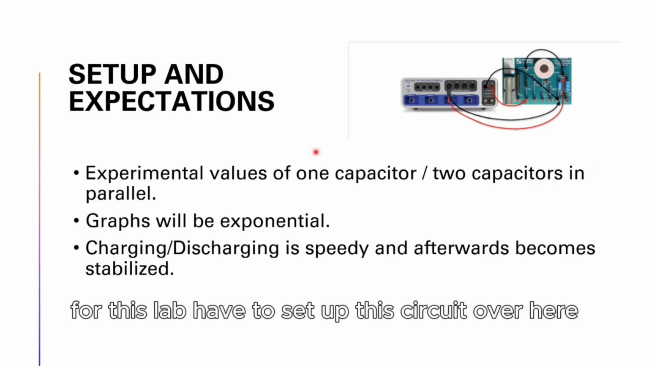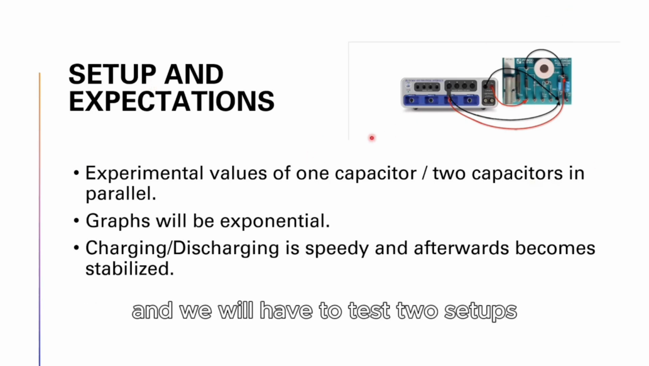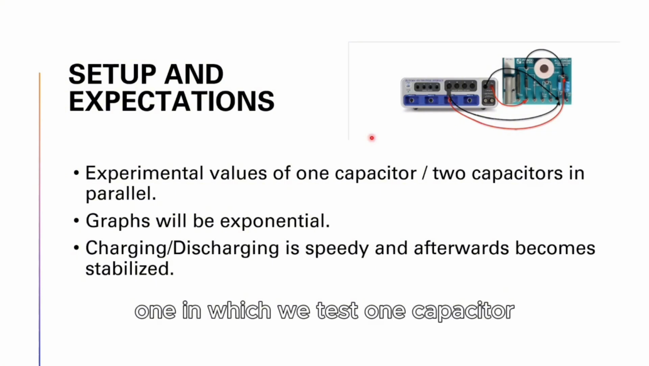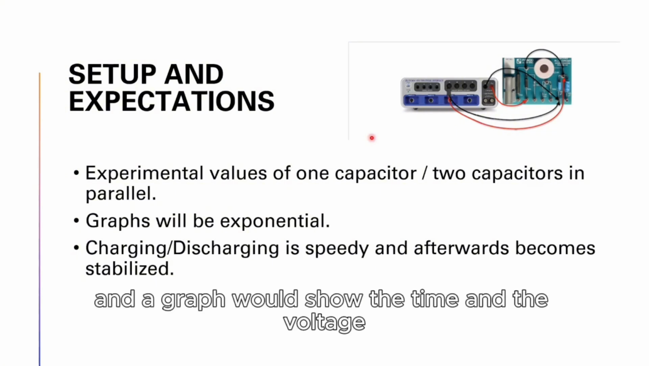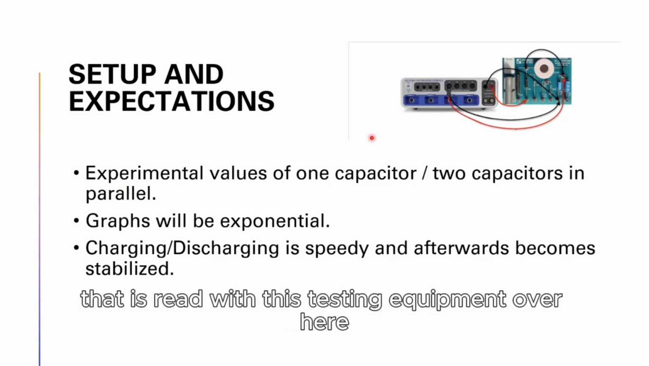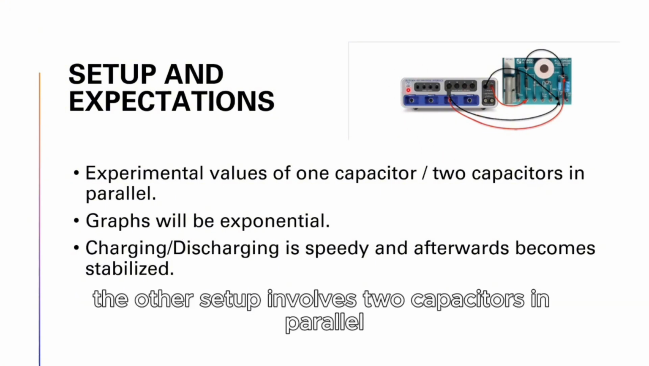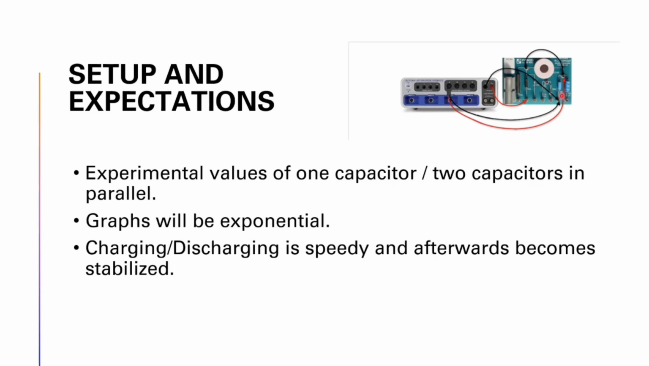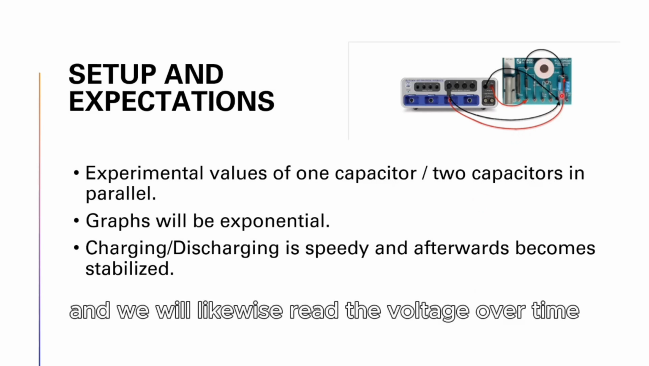For this lab, we have to set up this circuit over here, and we will have to test two setups. One in which we test one capacitor, and a graph would show the time and the voltage that is read with this testing equipment over here. The other setup involves two capacitors in parallel, and we will likewise read the voltage over time.